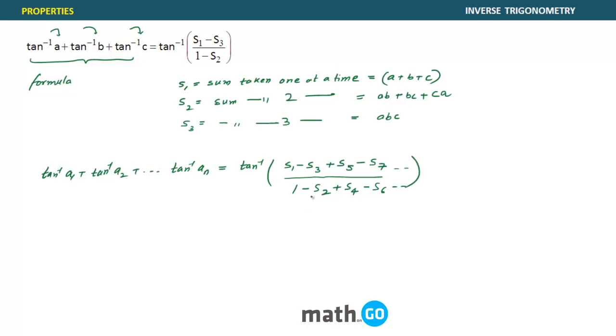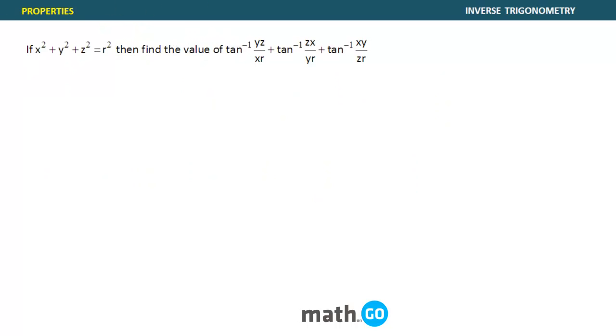Okay, so let's see the application of this formula straight away in a question. It is said that if x square plus y square plus z square is equal to r square, then find the value of this. Here the role of A is being played by yz by xr, the role of B is being played by zx by yr, and C is nothing but xy by zr. You need to find the value of tan inverse A plus tan inverse B plus tan inverse C.